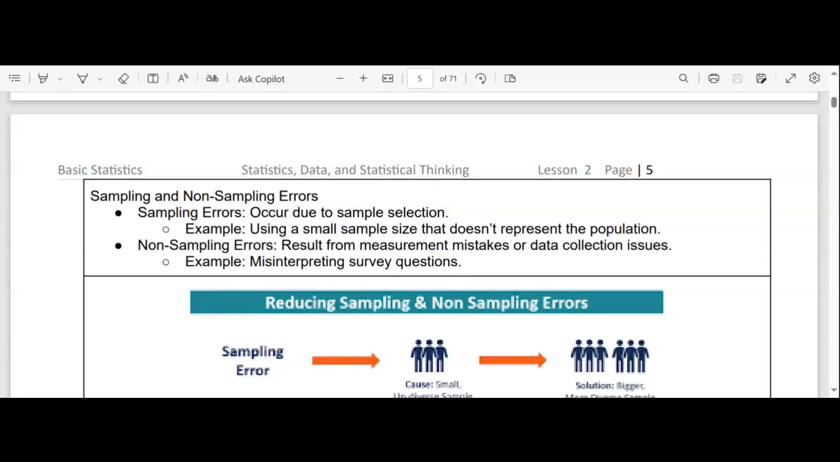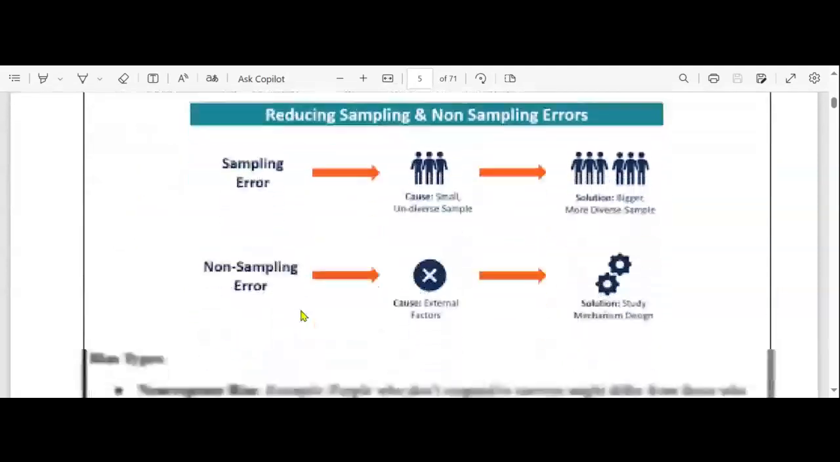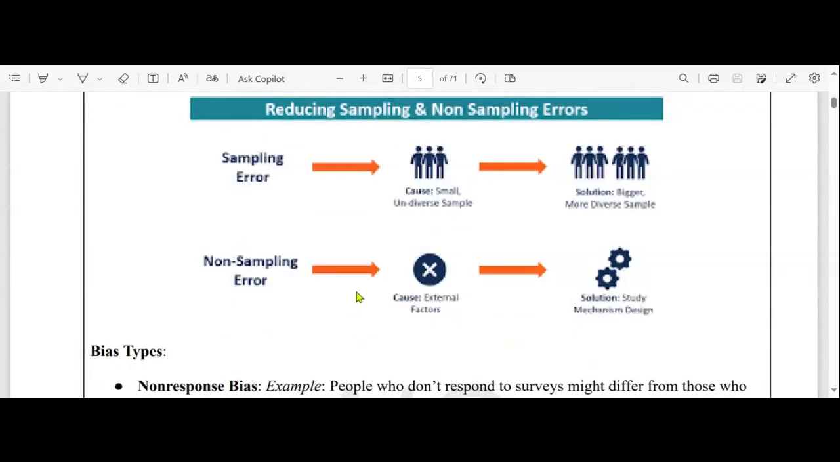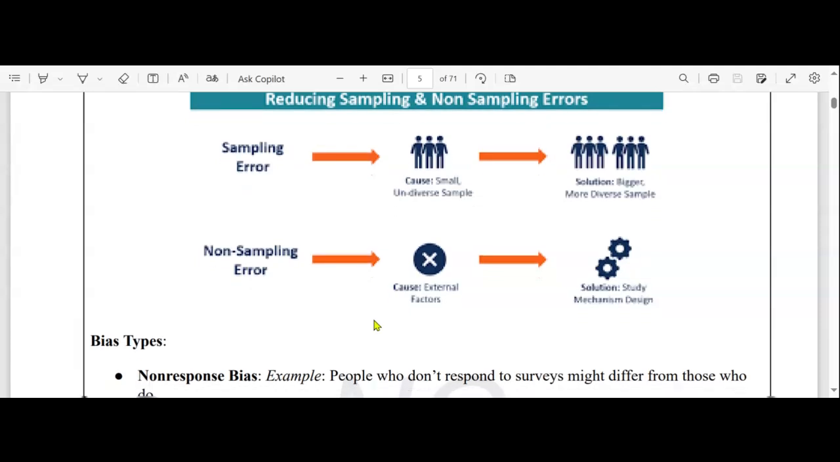Second definition is non-sampling error, which results from measurement mistakes or data collection issues. Example, misinterpretation of the survey questions. Whoever is reading your survey will misinterpret the questions or the survey. So that's called non-sampling errors, okay? And here's a nice picture. You can look at the picture and relate this to sampling error and non-sampling error, okay?